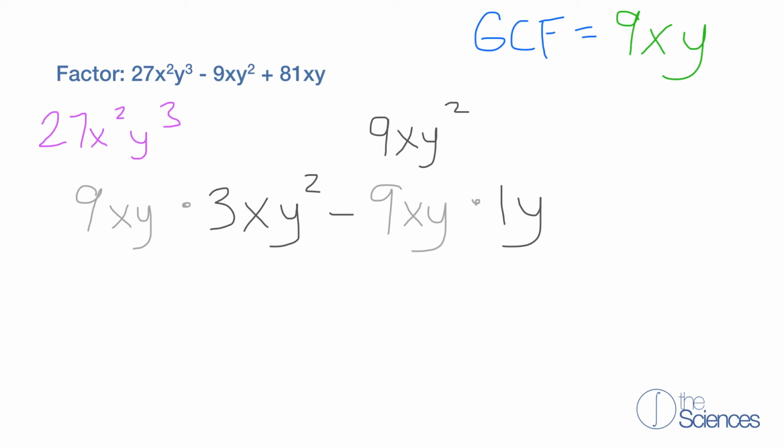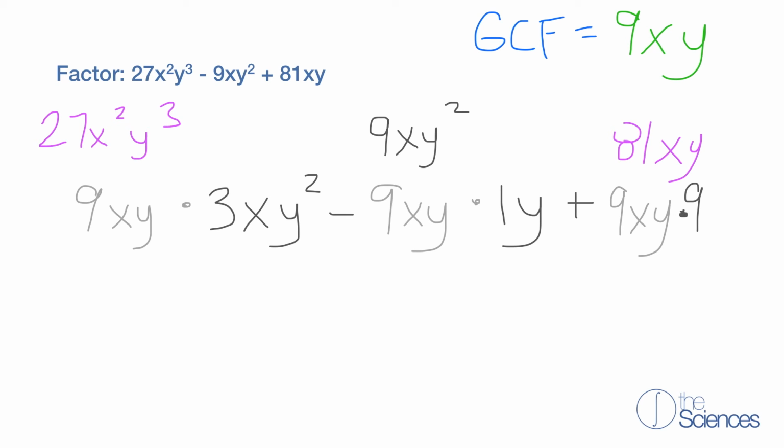So now we have plus, and our last term, which is 81xy, we're going to write down our greatest common factor, 9xy. So what do we have to multiply by to get 81? So 9 times what equals 81? Well, that's 9. Here we have x, and here we have x, so we don't have to multiply by anything. And here we have y, and here we have y, so we don't have to multiply by anything.